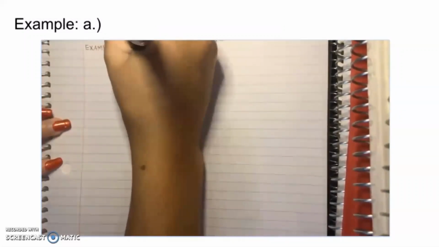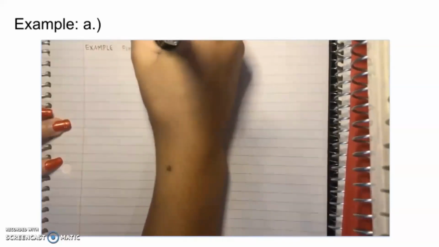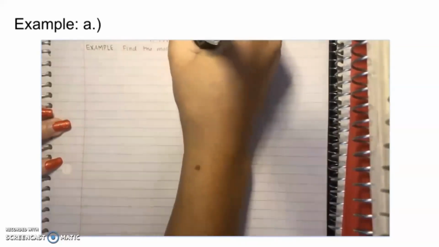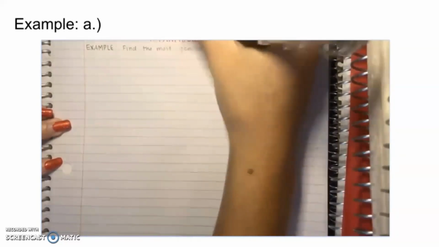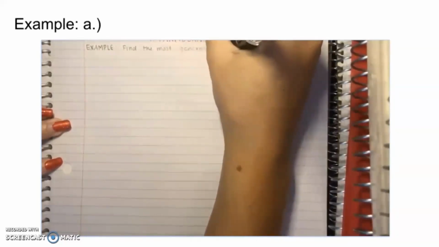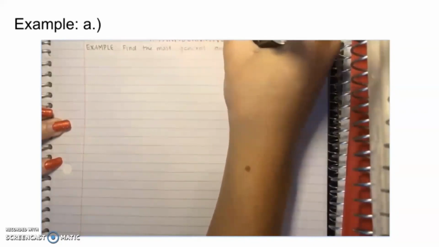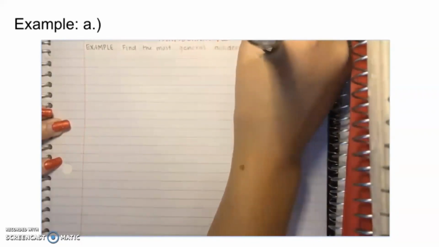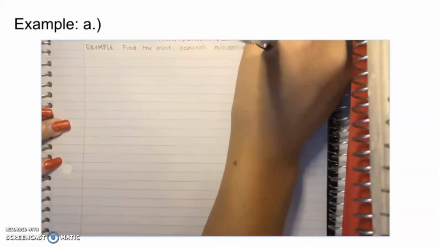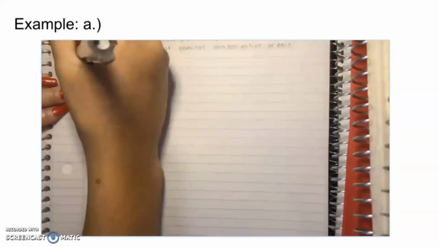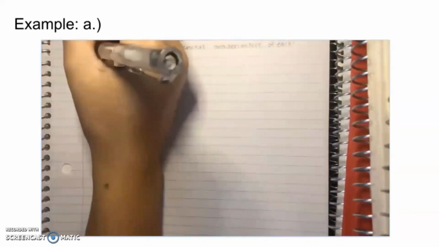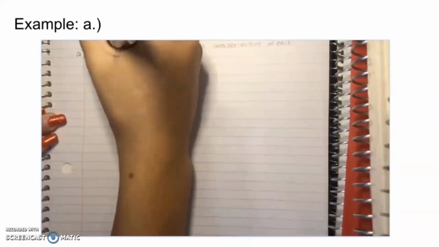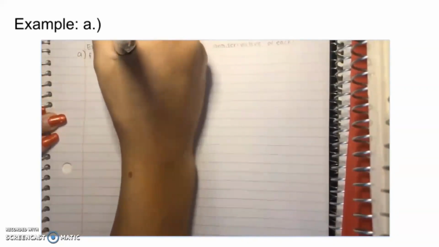Find the most general antiderivative of each. So we'll start with A, which will be f of x equals sine of x.